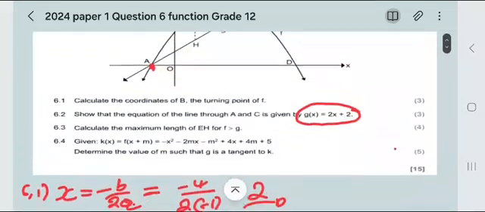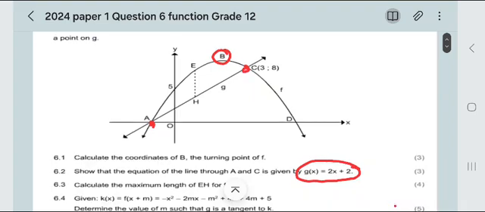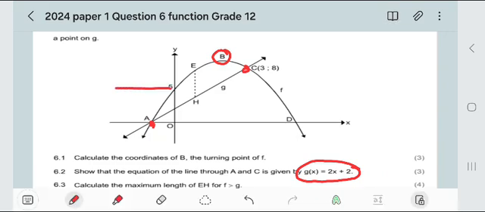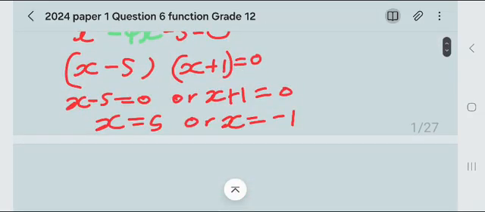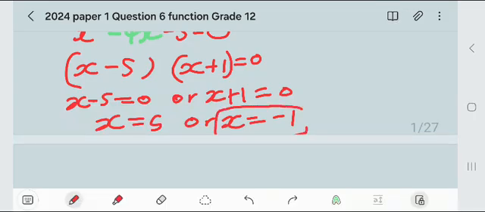But as you can see, point A lies on the negative side. This side is negative, this side going that way is negative. You can see that means our x there will be minus 1, because we use this since it lies on the negative part. So this is the point that we'll use.